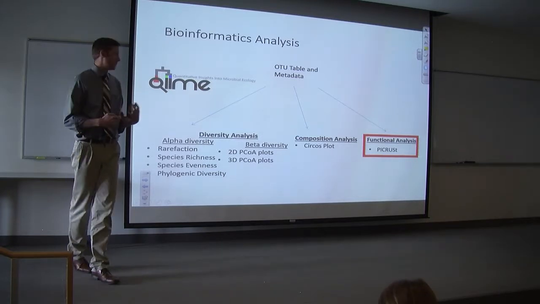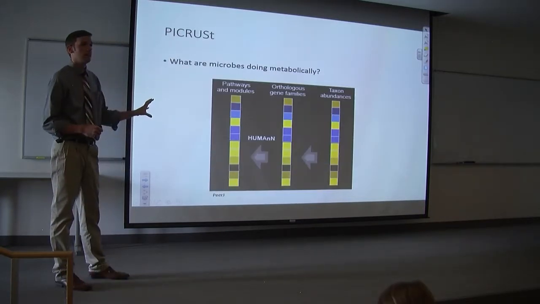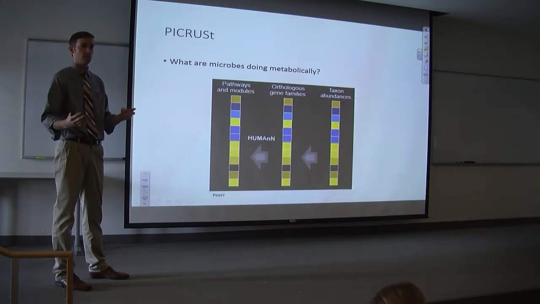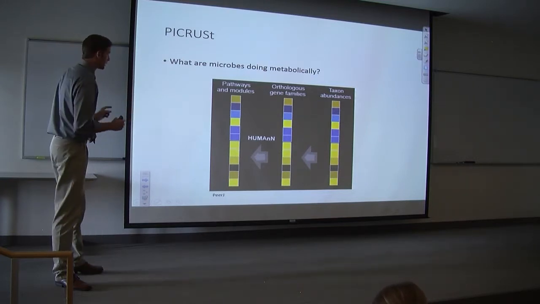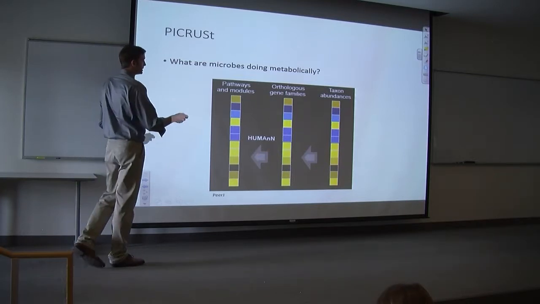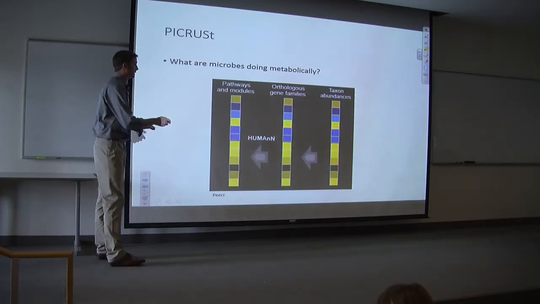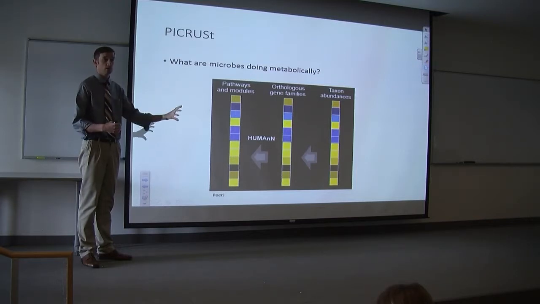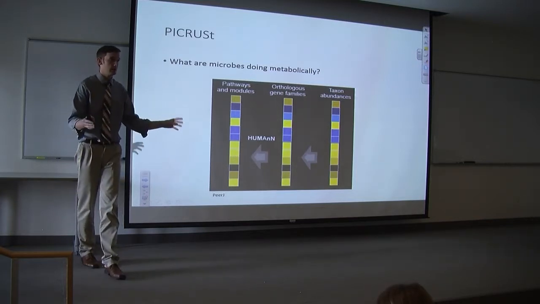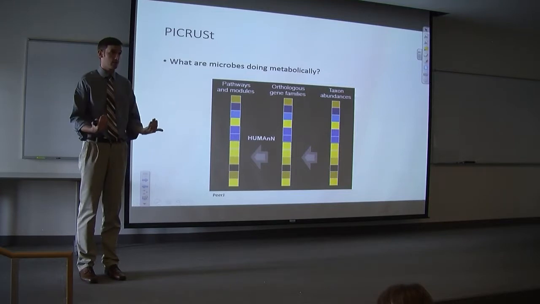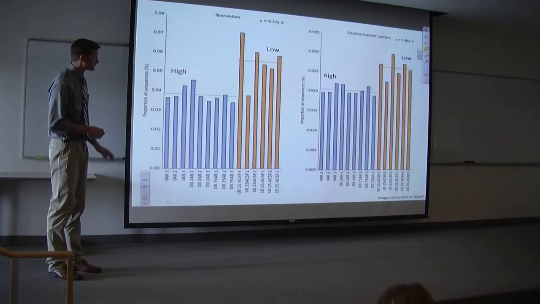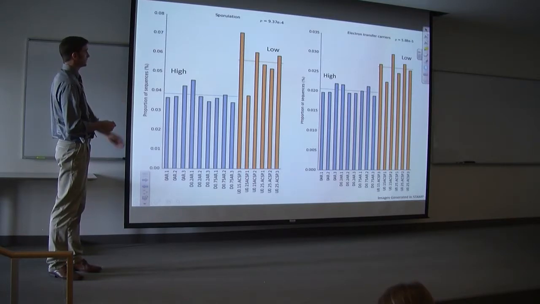To understand that better, we did a functional analysis, and this really aims to answer our second research aim: what are they doing metabolically? We can take our gene sequences and compare those to other gene sequences that we know the function of. If they're similar, then we can make inferences about the function of our gene sequences. This is what we did for our data, and here's what we found.